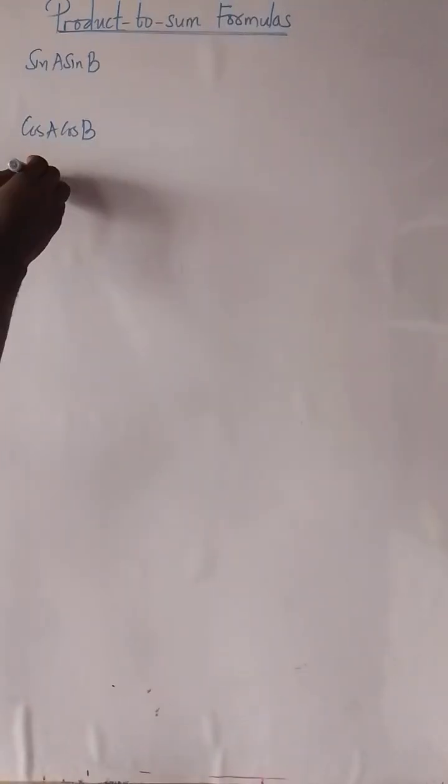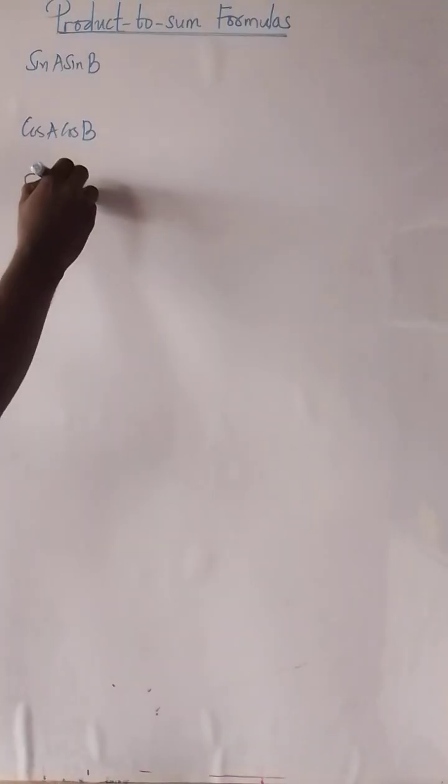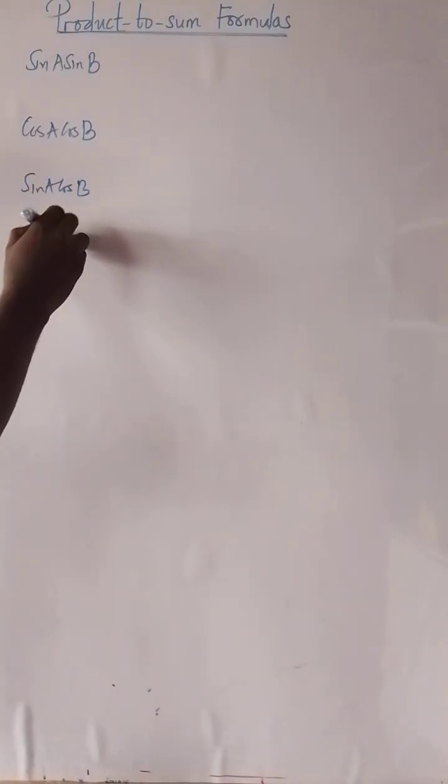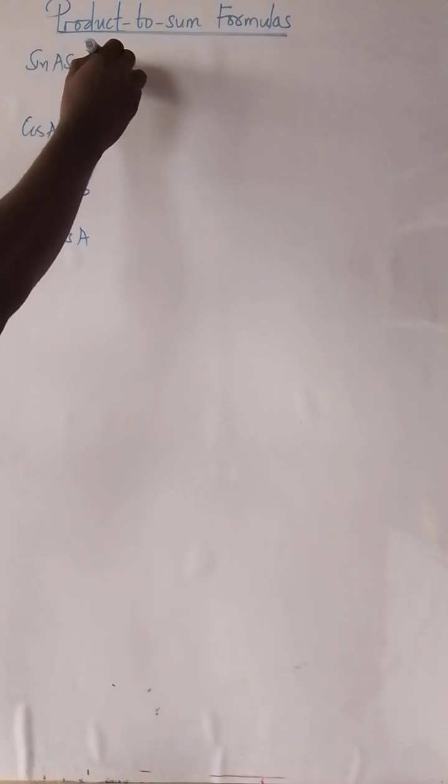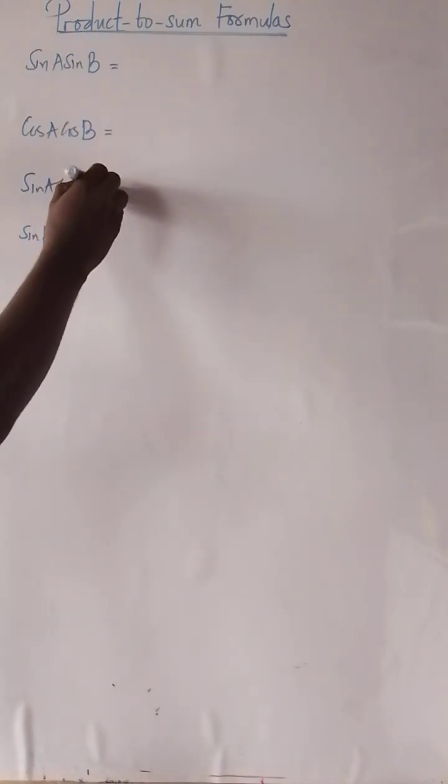The next is for us to talk about product to sum formulas. Product formulas. If we have sine A, sine B, the product of two different angles of the same trig ratio, what will be the answer? Same goes for cos A, cos B. Then we can also swap. We can also do sine A, cos B. We can also do sine B, cos A. For each case, what will be their formula?